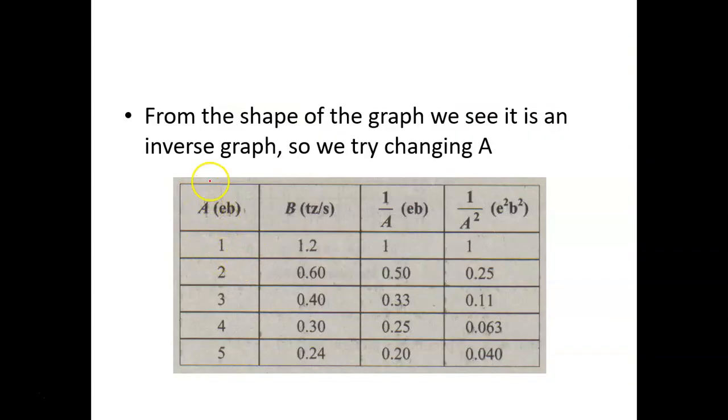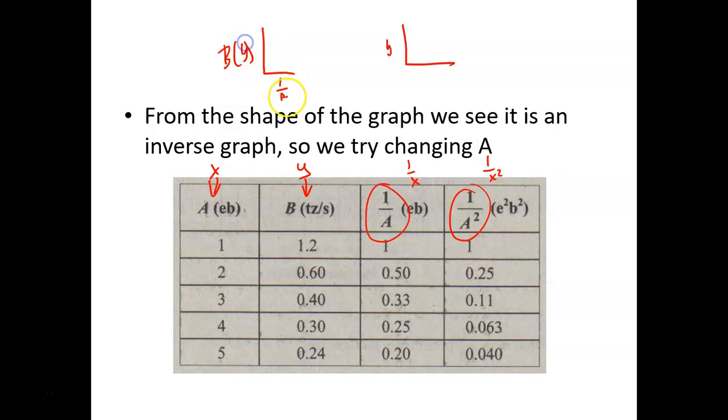So we're going to try to figure out which one it is. We've got A here, B here. Now remember, this is on the y-axis, this is on the x-axis. So 1 over x would represent 1 over A, and we just plug those values in. Then 1 over x squared, and we evaluate and put in that data. So we're going to make two new graphs: one where it's B versus 1 over A, and one where it's B versus 1 over A squared.